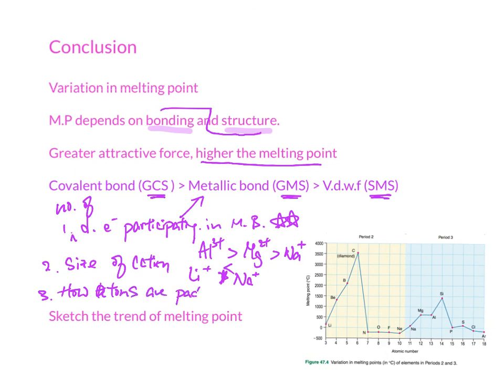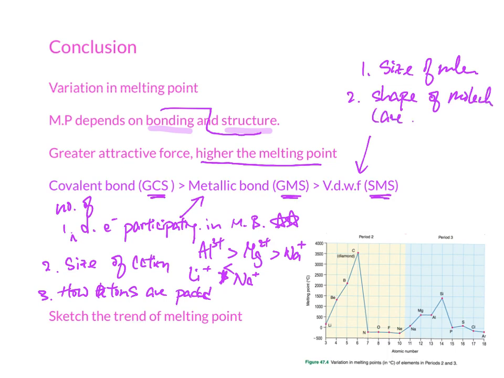And then for the van der Waals force, we have 3 factors. One is the size of molecule. Number 2 is the shape of the molecule, which will be related to the area of contact. Number 3 will be the polarity. So these are the things that will affect the strength of van der Waals force.